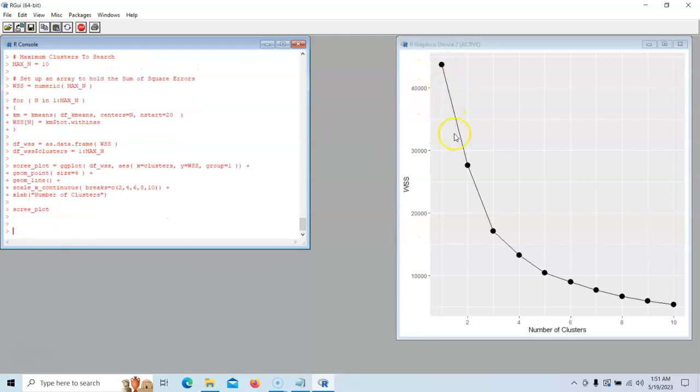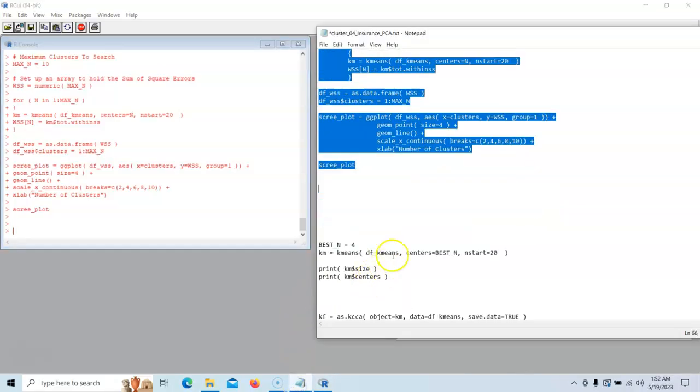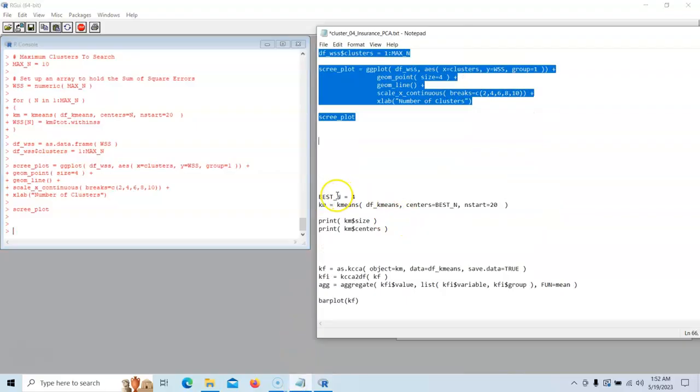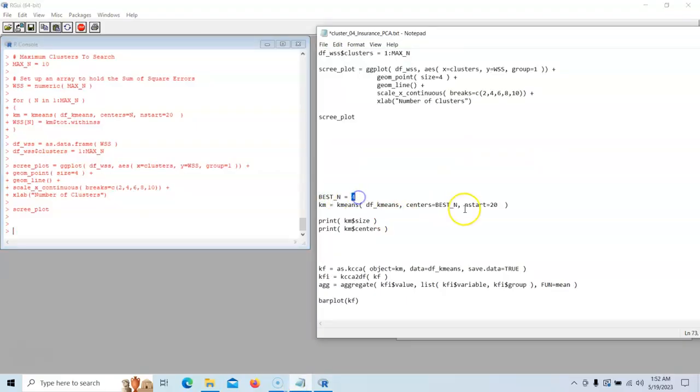And there we have it. 1, 2, 3, 4, maybe 5. I don't know, 4, 5. Let's go with 4. Let's just see what 4 gives us. And I've already run this once before and decided on 4.